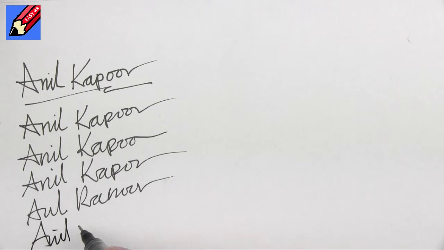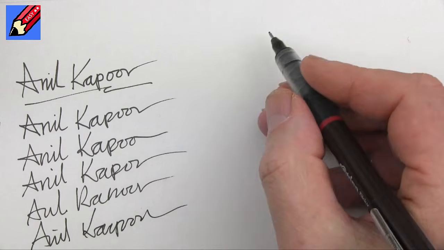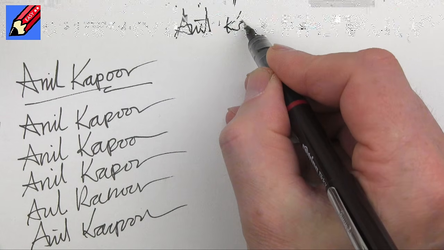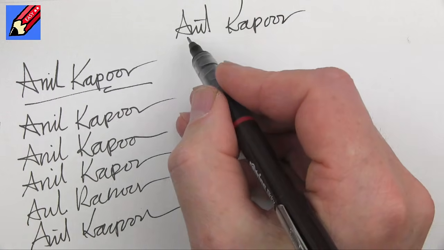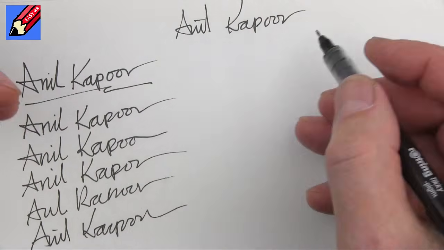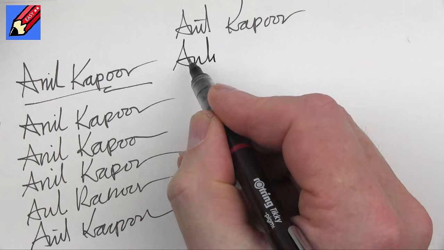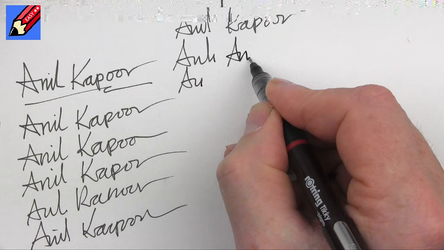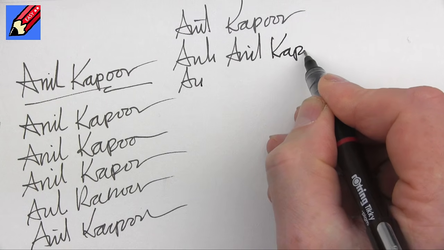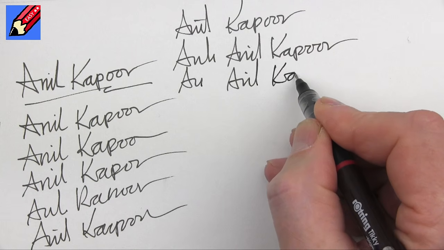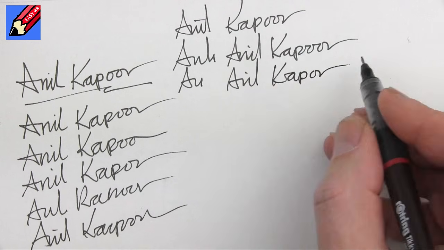So, Anil Kapoor. And carry on over here. Anil Kapoor. And if you get that little thing in your head, it will help you to see it. I missed it. Anil Kapoor. Anil Kapoor. So I'm missing it.